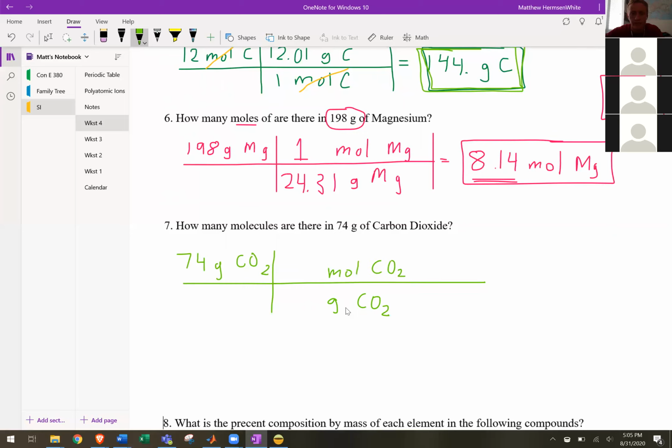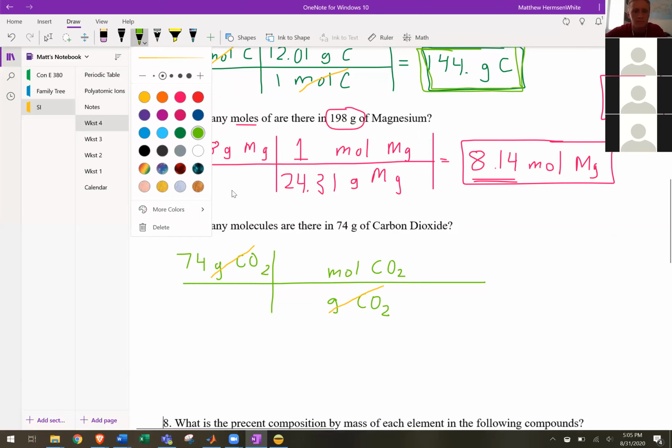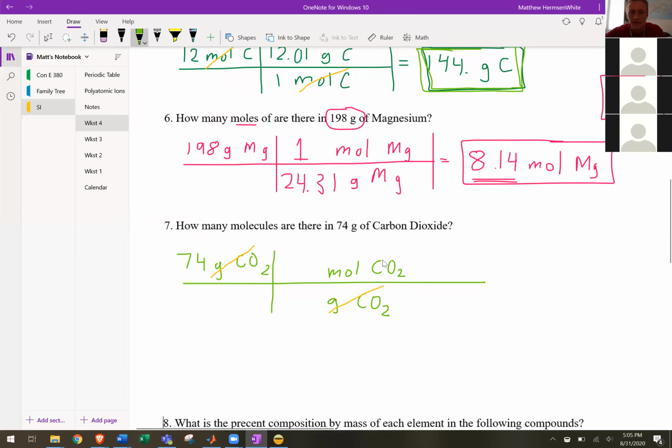And why did I put grams on bottom? Because we want to have this grams on top cancel with the grams on the bottom. So remember, 1 on top cancels 1 on bottom. And so how many grams are in 1 mole of carbon dioxide? Well, we have to look at the periodic table for this one.